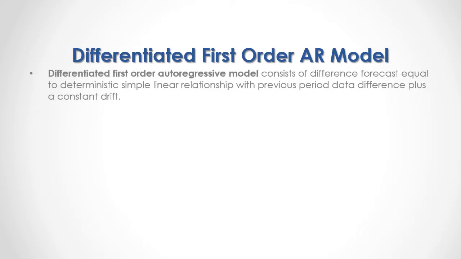An example of an ARIMA model is a differentiated first-order autoregressive model, which consists of a difference forecast equal to a deterministic simple linear relationship with the previous period data difference plus a constant drift. Its ARIMA notation has one autoregressive order, one order of differentiation or integration, and zero moving average order. Notice that this ARIMA is with a constant.